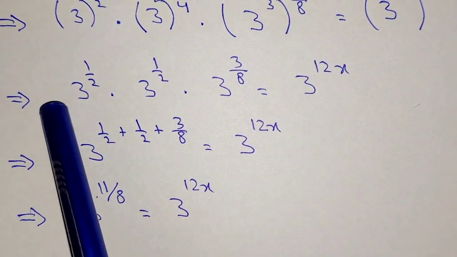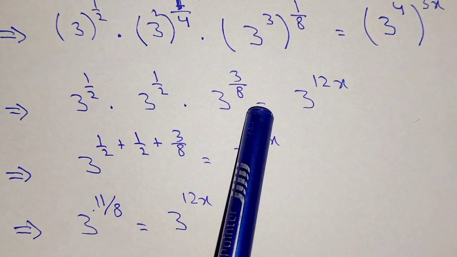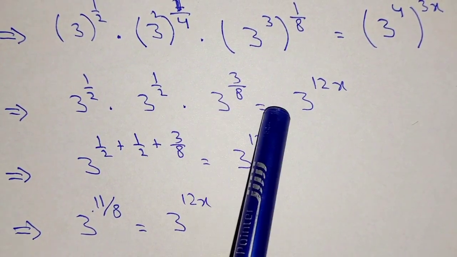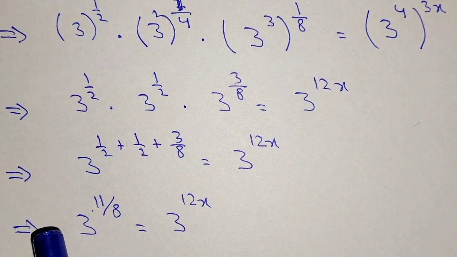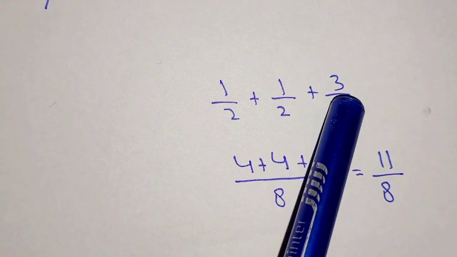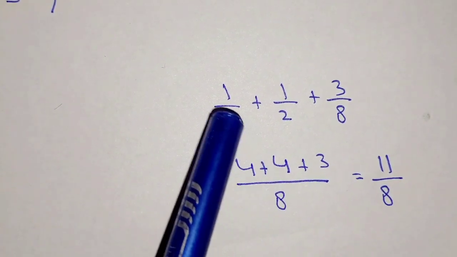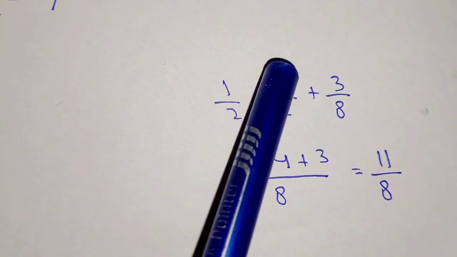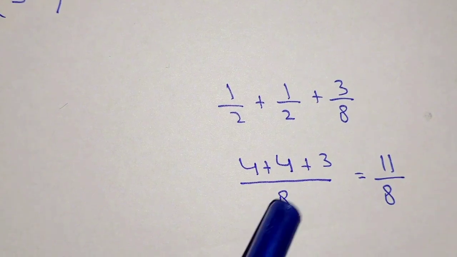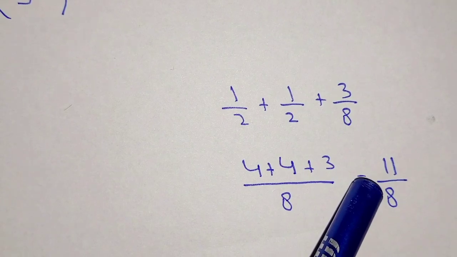Now here you can see when the bases are the same, you can add the powers. So all the bases are the same. So 3 power 1 over 2 plus 1 over 2 plus 3 over 8. Then you can find the LCM. Now here you can see that the largest number is 8 in the denominator, so keep 8 in the denominator. So 2 into 4, that will be 8. So multiply 4 with 1, plus again multiply 4 with 1, and 8 multiplied by 1, that will be 8. So multiply 1 with 3. So you will get this one, and equal to 11 over 8.